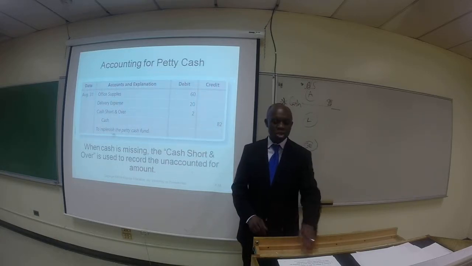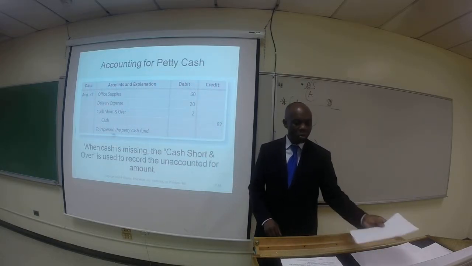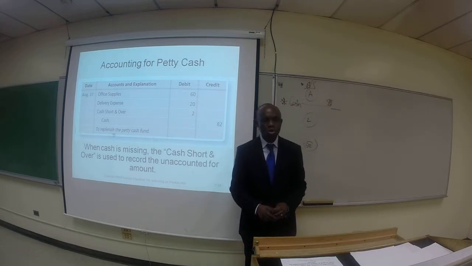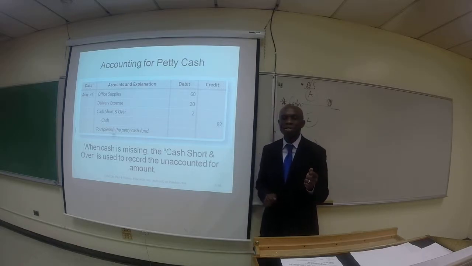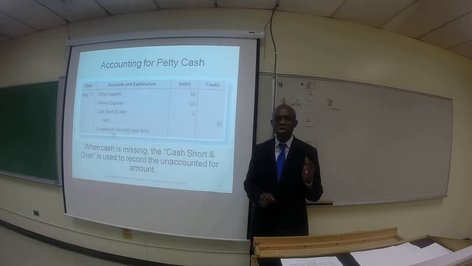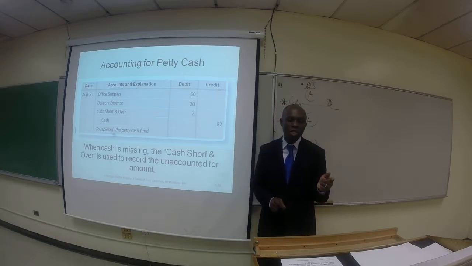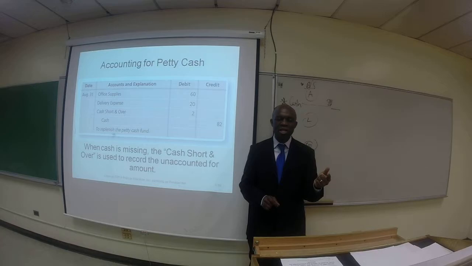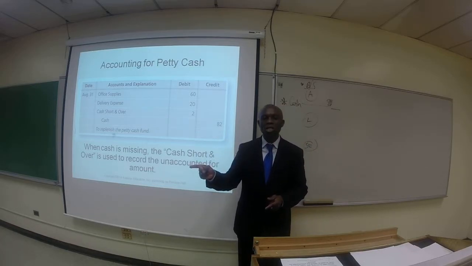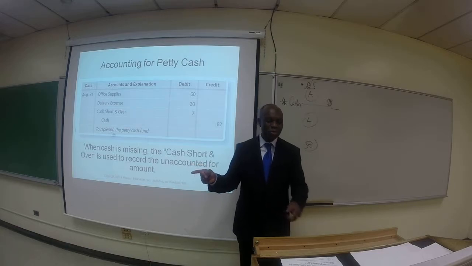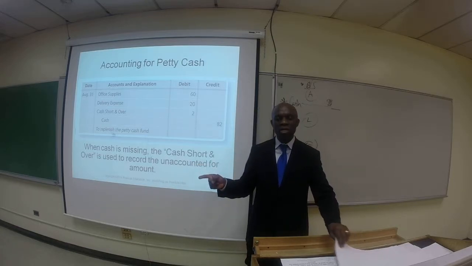So let's take a look at the journal entry that we will record to replenish the petty cash. When we tally the receipts, we find out that we spent $60 on office supplies. So we debit office supplies for $60. We spent $20 for delivery expense. So we debit delivery expense for $20. Now we credit cash for $82 because our desire is for the receptionist to have $200.